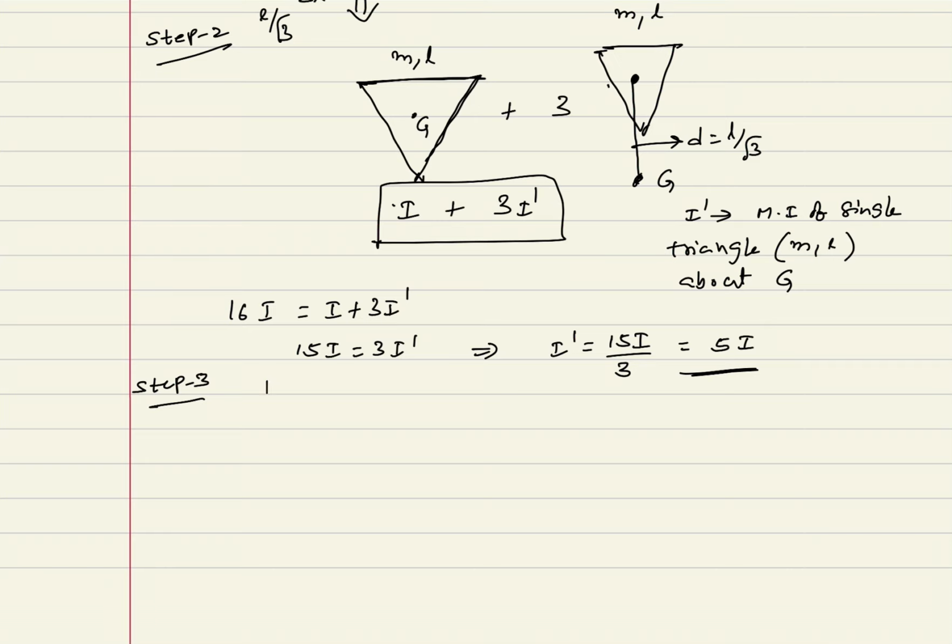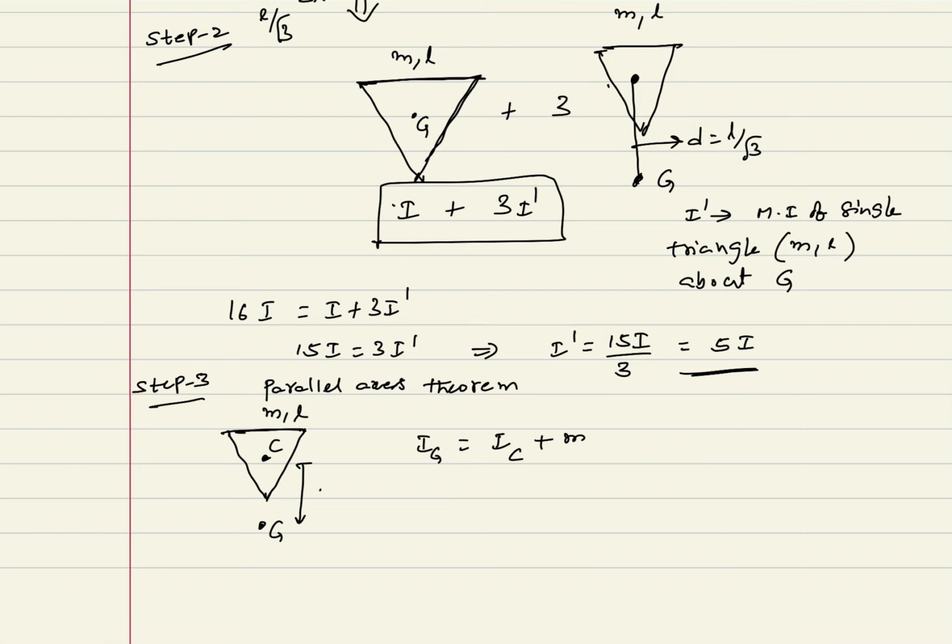Earlier I told you, in the same manner we will follow the parallel axis theorem. According to the parallel axis theorem, if I take any one triangle about G having mass m, length l, as per our relation, moment of inertia about G is equal to moment of inertia about, suppose this is C, the center point, plus m into the distance between them. You know D is equal to L divided by root 3. So I am writing M D square.